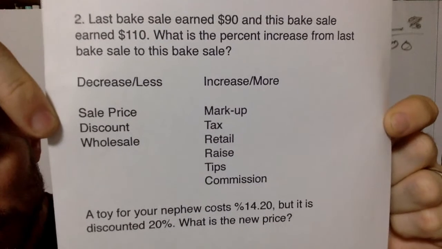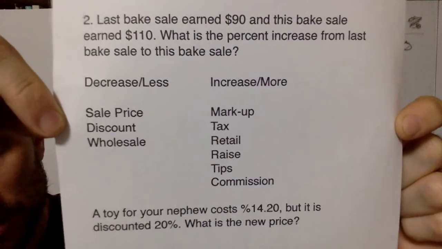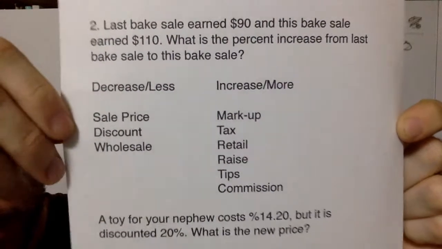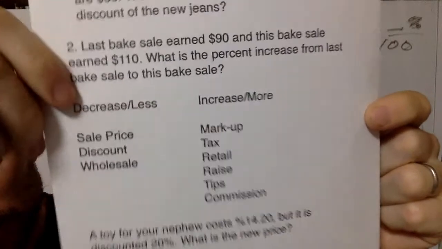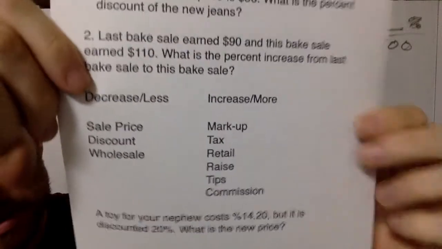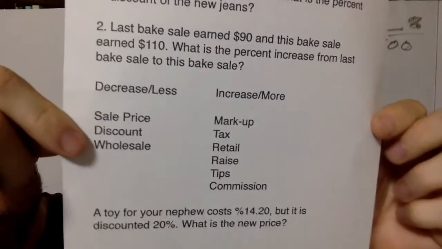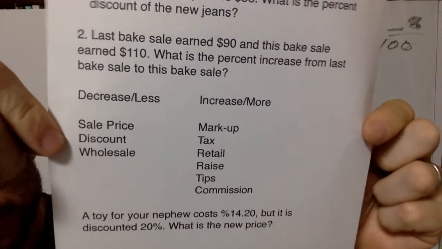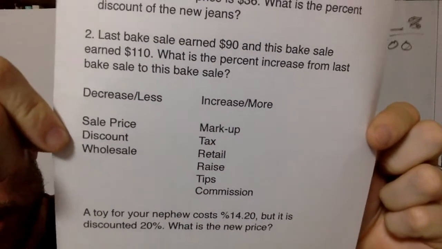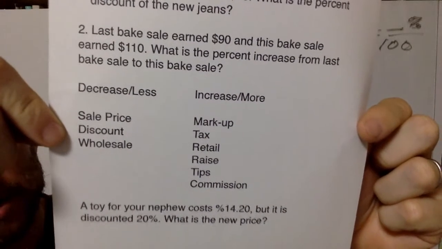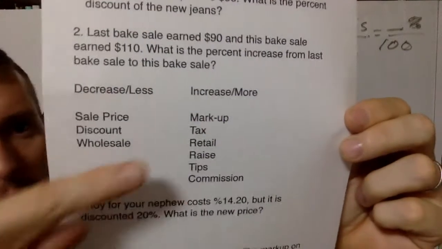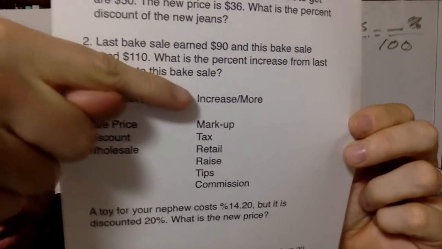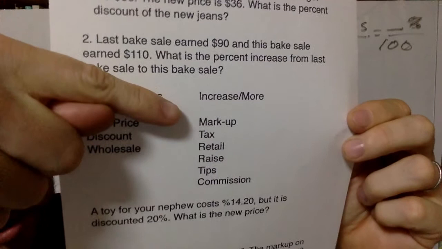Usually when something is going down or it's decreasing or it's the lesser amount, we hear the sale price. That usually means it's less, right? A discount, or the wholesale price. Wholesale means that's the price that the store buys something at, and then they mark it up and they sell it for retail. So again, the increase, or the larger amount, usually is the markup.